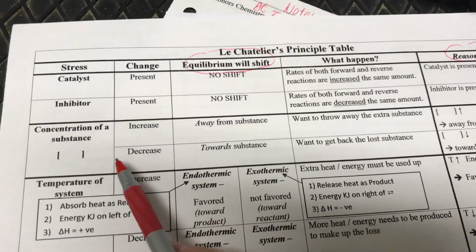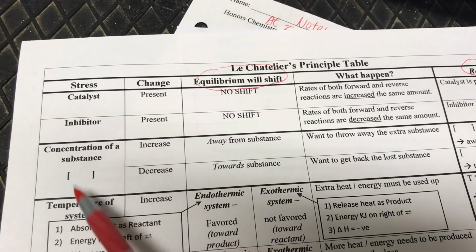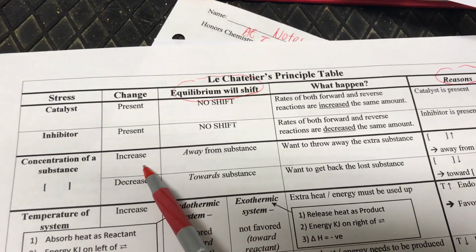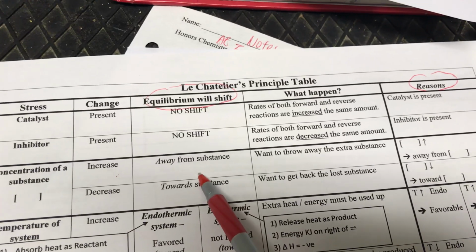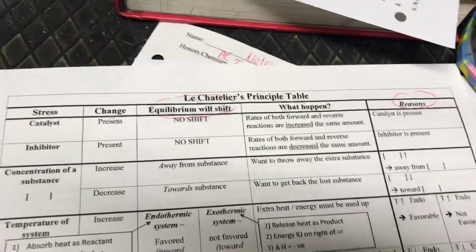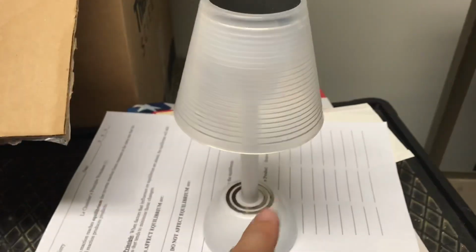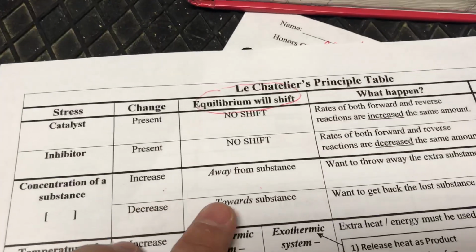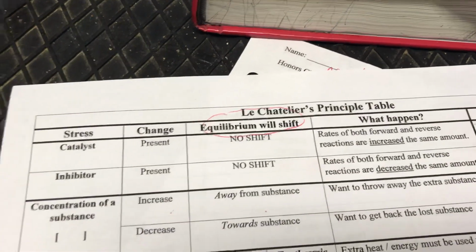Now I'm going to talk about the concentration. With concentration, you will see the brackets. If you increase the concentration of a substance, the equilibrium wants to move away from that substance, because it wants to throw away the extra substance. What that means is, let's say I'm already happy. Just to give an example, this is Mrs. Chen, right? Mrs. Chen is already at equilibrium with this body weight. So if I want to increase any fat, I want to increase the concentration.